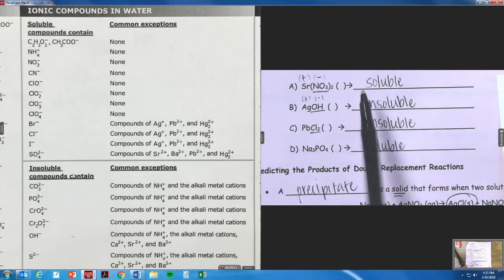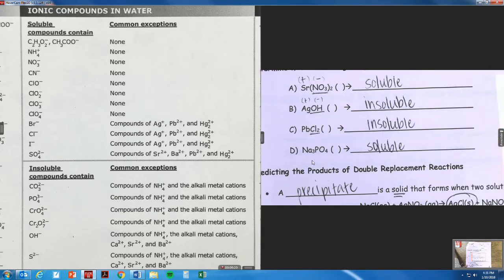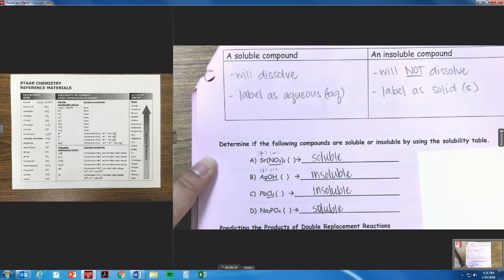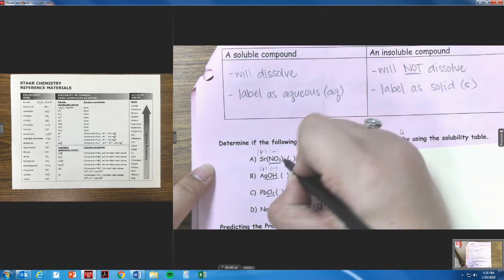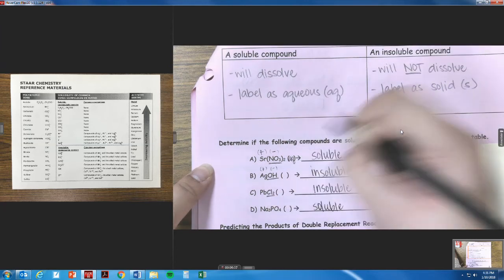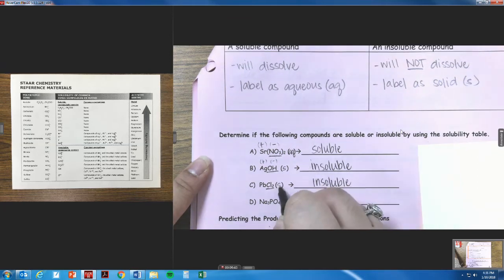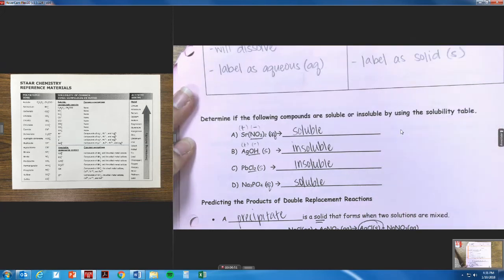And I just realized I forgot to state what they are in the parentheses. Remember that if it's soluble, we are going to refer to it as aqueous. If it's insoluble, we're going to refer to it as a solid. So this is soluble, so that's going to be AQ. This is insoluble, so that's going to be a solid, another solid, and AQ for the last one, because it's soluble. Alright, so moving on with the notes.